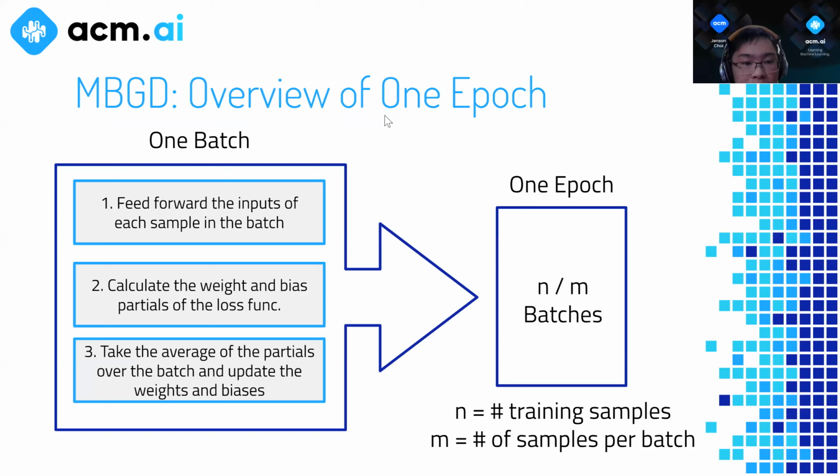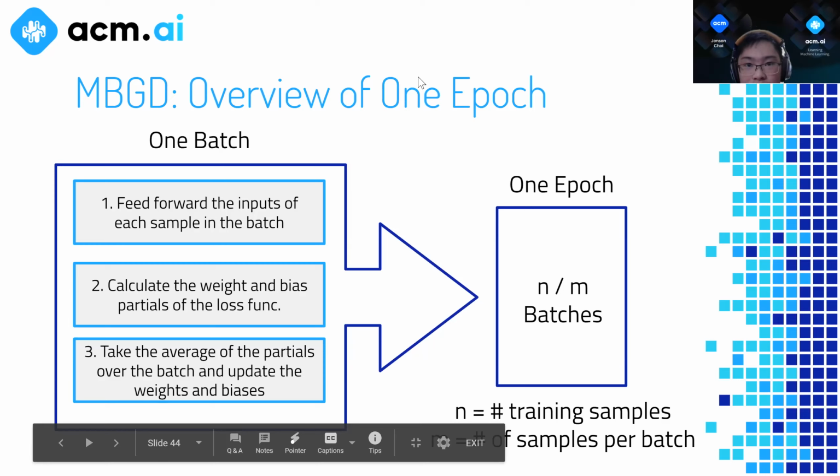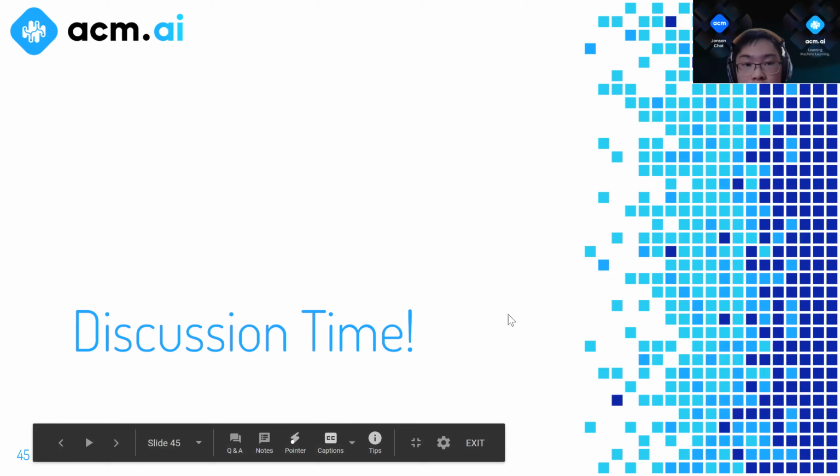For each batch, we feed the inputs of each sample into our network, and then we calculate the partial derivative of our loss function with respect to each weight and bias for each sample. Lastly, we take the average of all the partials over the entire batch, and then we update our weights and biases accordingly, depending on our learning rate. So that's pretty much it.